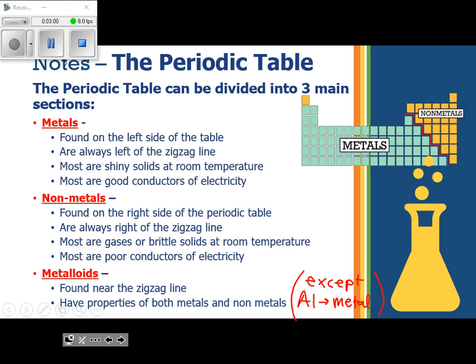I usually tell students if they forget what side metals are on, just find something you already know as a metal, like silver or aluminum or tin. Find that on the periodic table and look at what side of the zigzag line it is on. You're always going to find that your metals like gold or silver or copper are on the left-hand side, so that side is the metals.